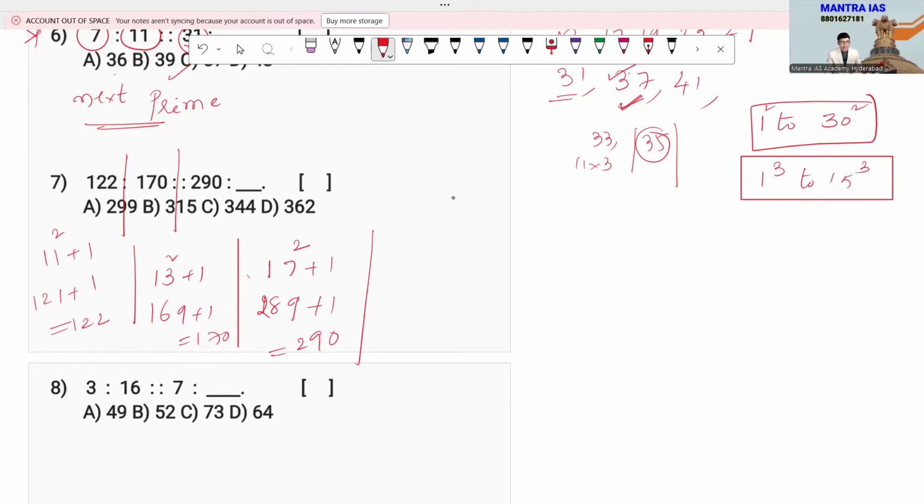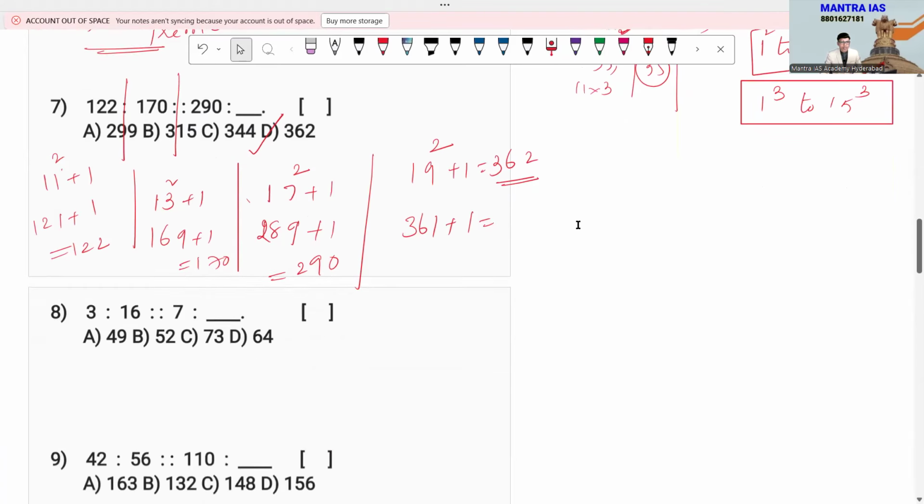Now tell me, 11, 13, 17, these are the same prime numbers application, and even the odd number 19 is suitable here. So 19 square, you already know that is 361, plus 1. This value is perfectly 362. Where is the option please? Yes, in D. So this is a very good question.